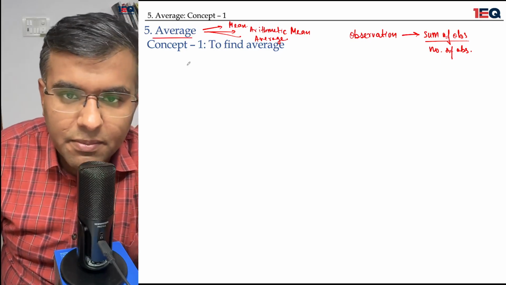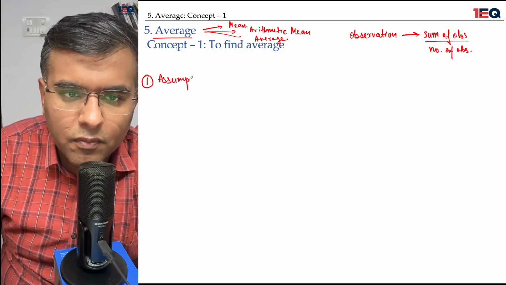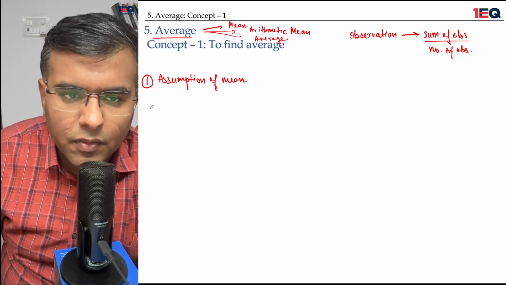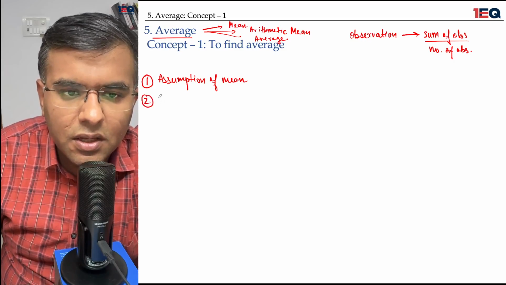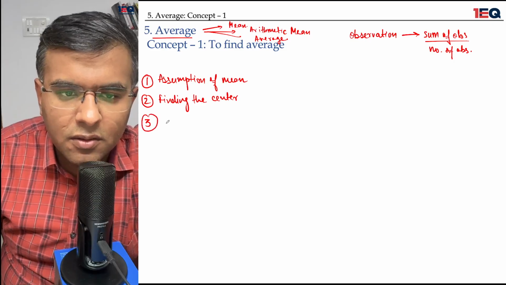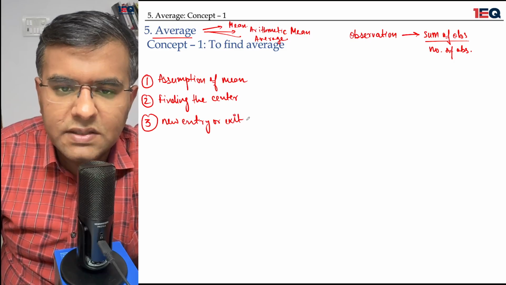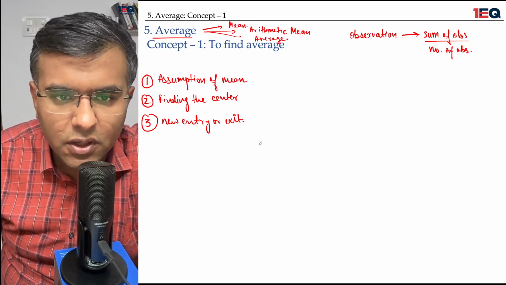For the entire chapter of averages, we need to just understand three concepts. The first one being assumption of mean. The second one being finding the center, and the third one being new entry or exit.